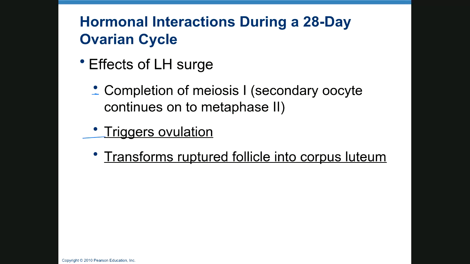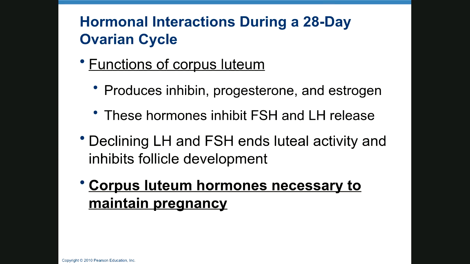And the reason it's called luteinizing hormone is because the ruptured follicle becomes the corpus luteum. And the corpus luteum produces the hormones of pregnancy during its existence. So the corpus luteum produces inhibin, progesterone, and estrogen so that your body knows it's pregnant so you don't start up another cycle.